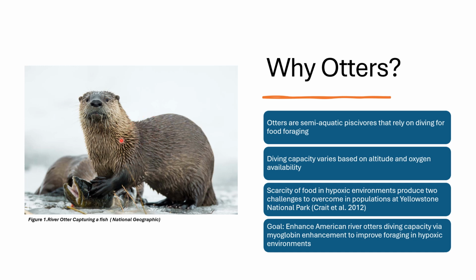Like you have otters that live in more mountainous ranges, they'll have higher altitudes but less available oxygen. And one problem that a population like this faces is at Yellowstone National Park, where there's a hypoxic environment because of higher altitudes, but they have challenges with the current scarcity of food for a particular fish they eat. And so our goal is to enhance their diving capacity so they're able to dive for longer periods to try to retrieve that food during the scarce times.